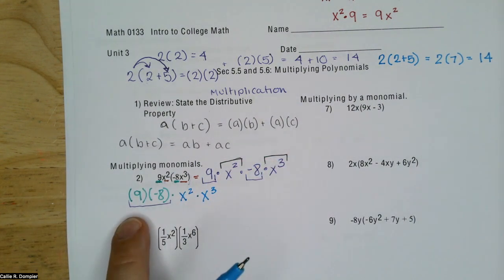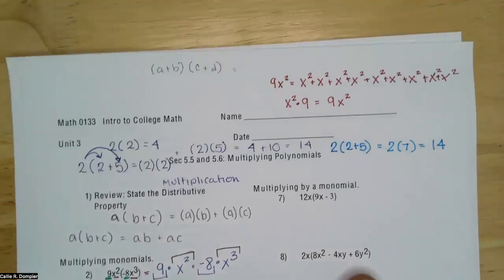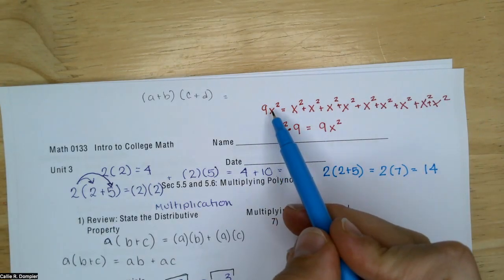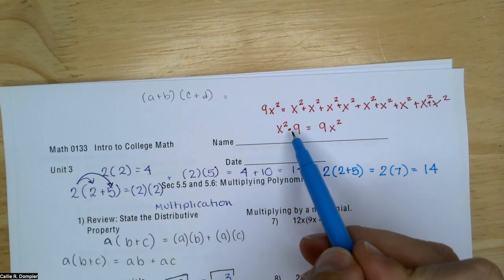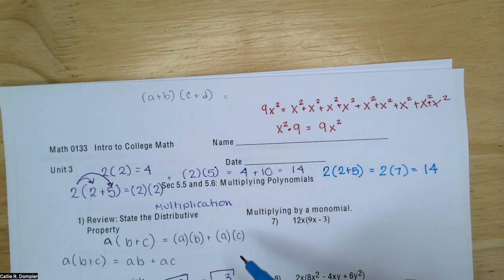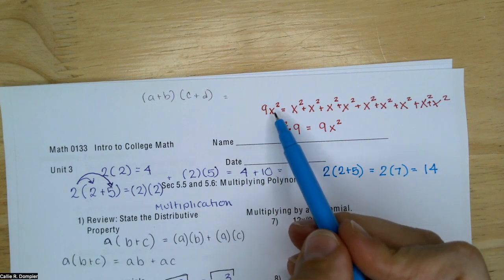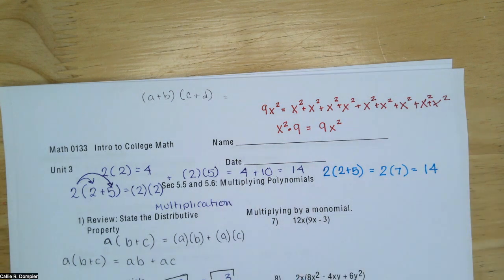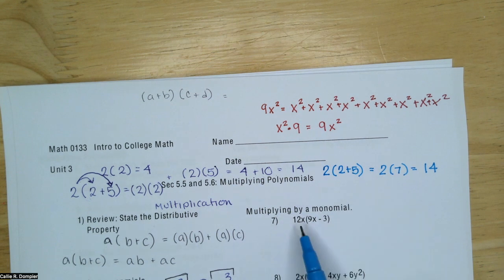So if you're wondering why I can multiply the 9 and the negative 8, it's because 9x squared is the same as x squared times 9. They're right next to each other. They're being multiplied. So each of the terms from our previous, from 5.4, each of the terms is the variable being multiplied by the coefficient.